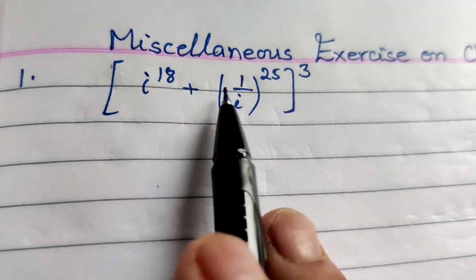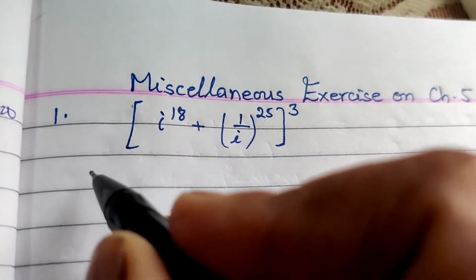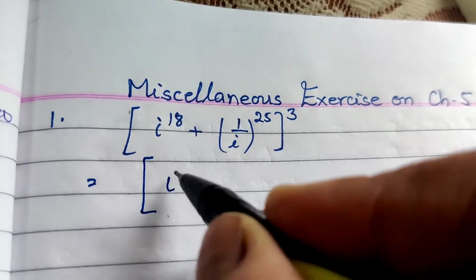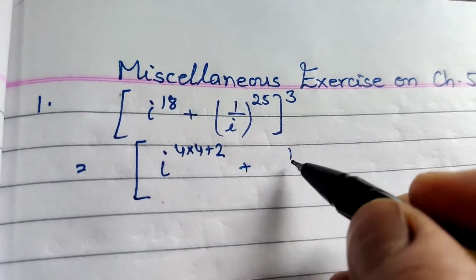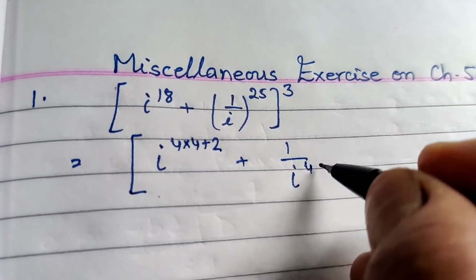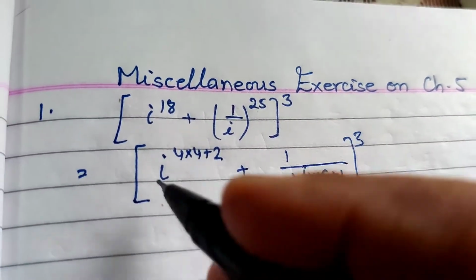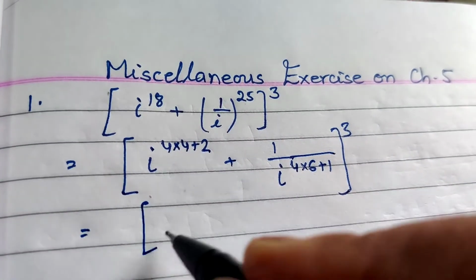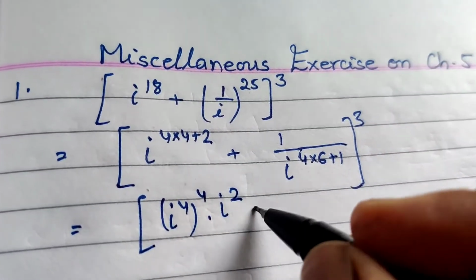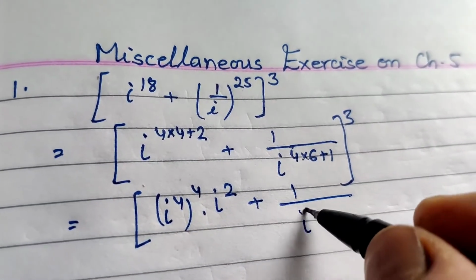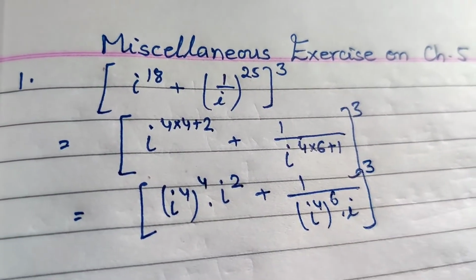Evaluate the value of i raised to power 18 plus 1 upon i raised to power 25, and the whole power is 3. So we can write i raised to power 18, 18 means 4 into 4, 16, plus 2. And 1 upon i raised to power 4 into 6, 24, plus 1. Just bifurcate in the form of i raised to power 4. We can write (i raised to power 4) raised to power 4 into i square. In the same way, 1 upon (i raised to power 4) raised to power 6 into i raised to power 3.